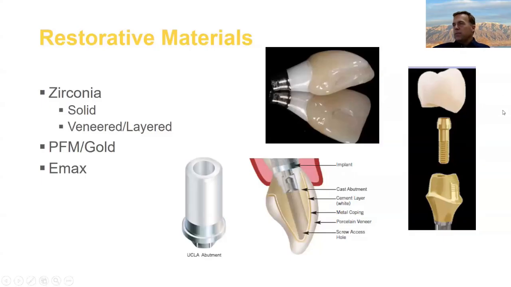So that's something to think about. PFM and gold crowns, we talked about it before. This is what a UCLA abutment looks like. You stick wax onto this part and then cast it. There's little threads in here, so the cast metal goes over the threads and it essentially becomes one piece.